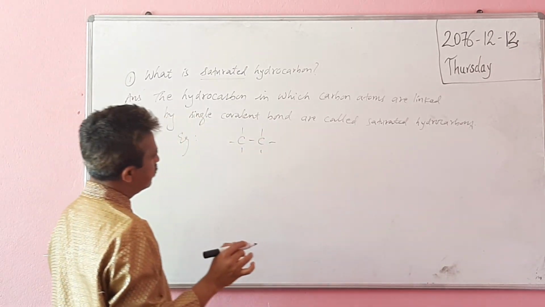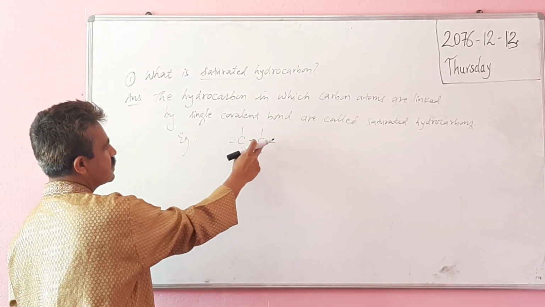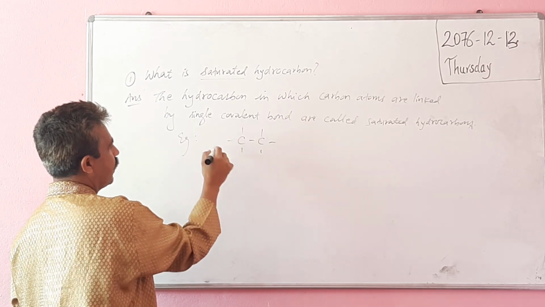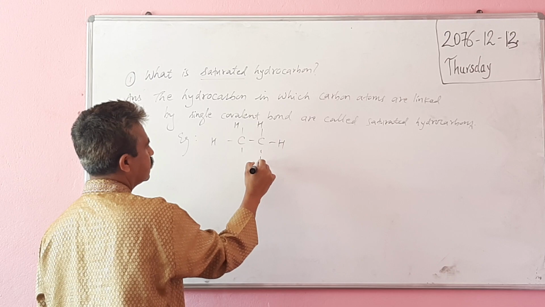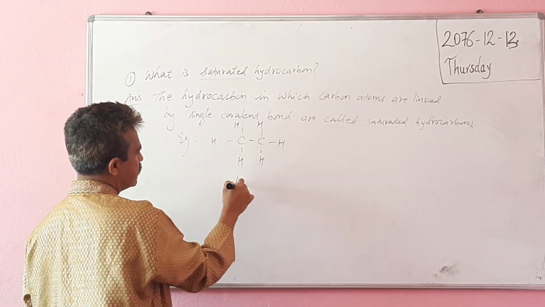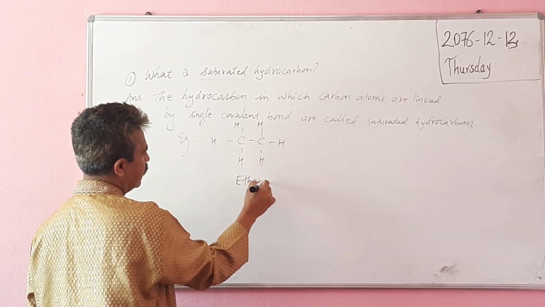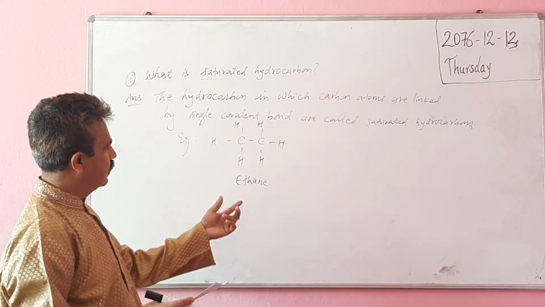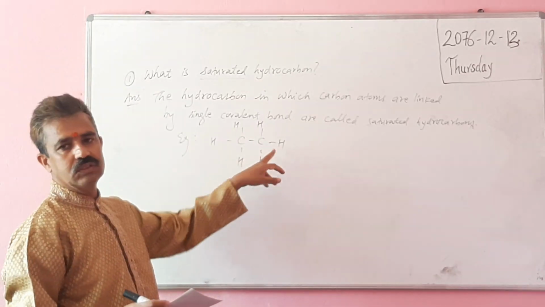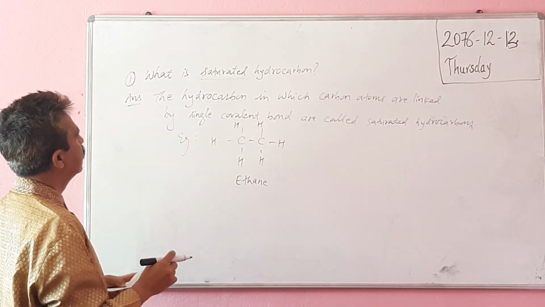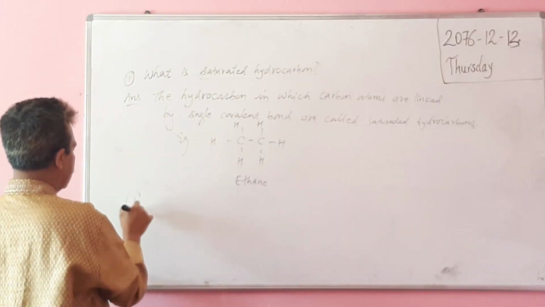Example, I will give the structural formula CC. Do you know what is this? I marked here C and single covalent bonds H. This is ethane. So two carbon atoms, they are linked by single covalent bond. Saturated hydrocarbon.